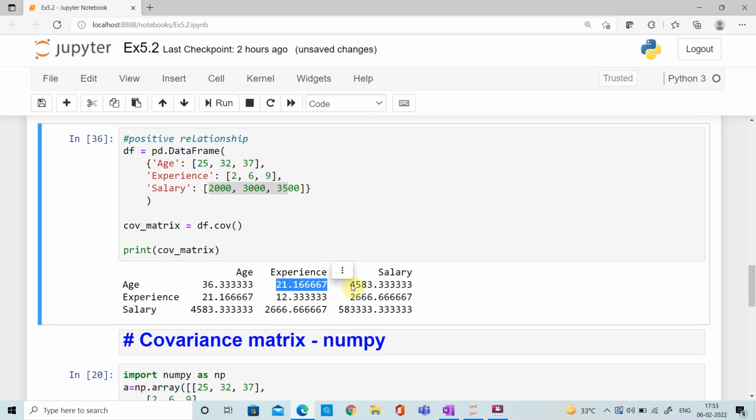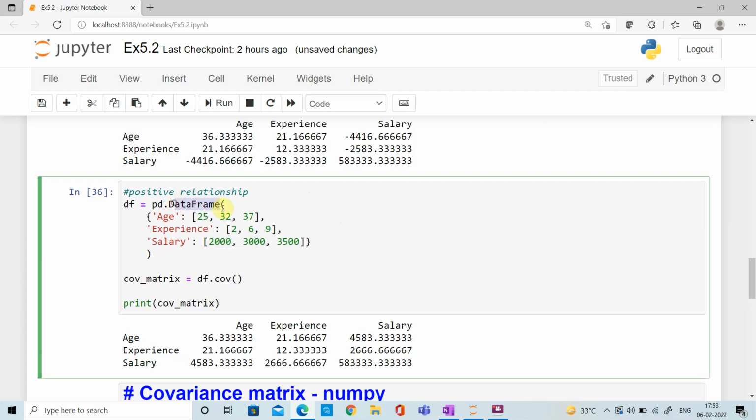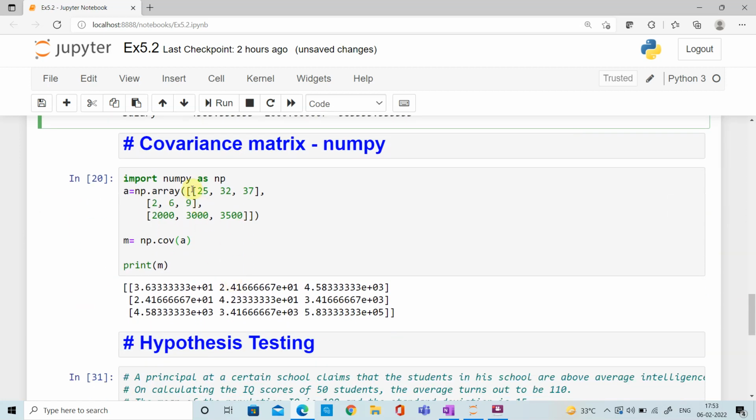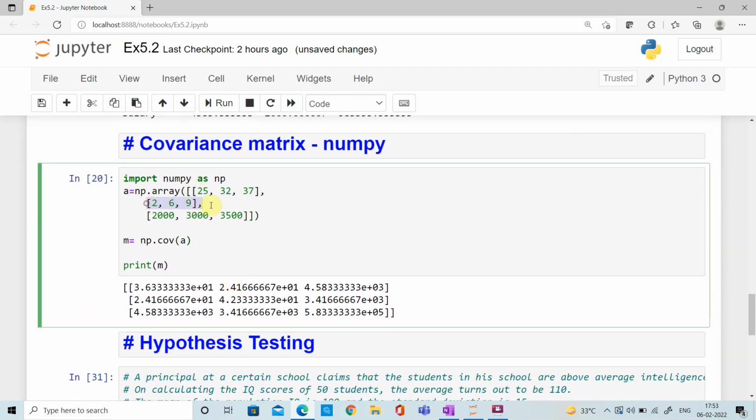When the age increases, experience increases; when the age increases, salary increases. So whatever data is given to you, you form a data frame, then just call cov, and it will display the covariance matrix. The same thing I can get through NumPy. I use three different pieces of information: the first is age, the next is experience, and the third is salary.